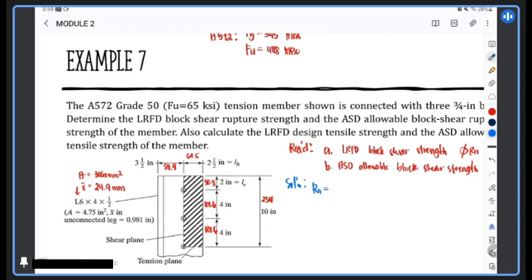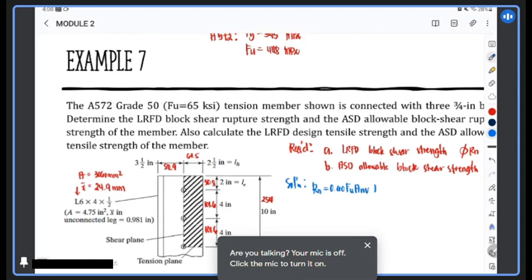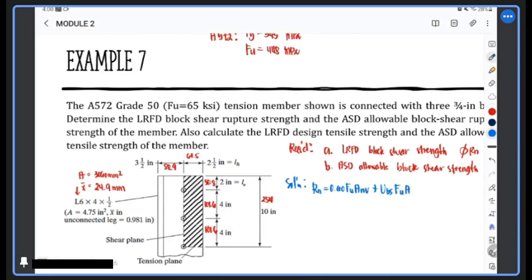So, 0.6 FuAnv plus UbsFuAnt, okay, plus UbsFuAnt. Since our connection is just along a single line lang, edi ano lang yan, no? Ubs would be equal to 1.0. It should be less than or equal to 0.6 FyAgv plus UbsFuAnt. Sorry.